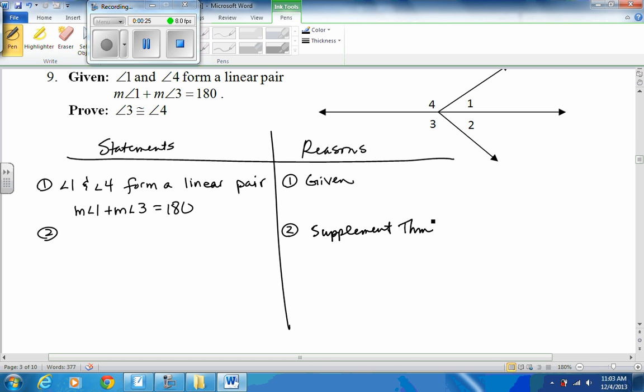So what conclusion does the supplement theorem make about angles that form a linear pair? Well, it says that they're supplementary, so we're going to make that conclusion. We know that by the conclusion of the supplement theorem, angle 1 and angle 4 are supplementary. Maybe that's not where you wanted to go right away, but that's what that conclusion makes. That's as far as we can go.